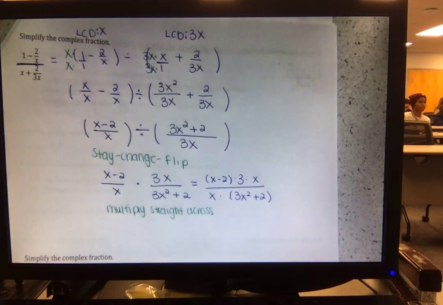So notice I wrote it as each factor separately. So that way I can see what factors can cancel. Factors are things that multiply together. So I have x minus 2 is its own factor, 3 is its own factor, times x, which is its own factor. On the bottom we have x times 3x squared plus 2. So what factors cancel out? X.